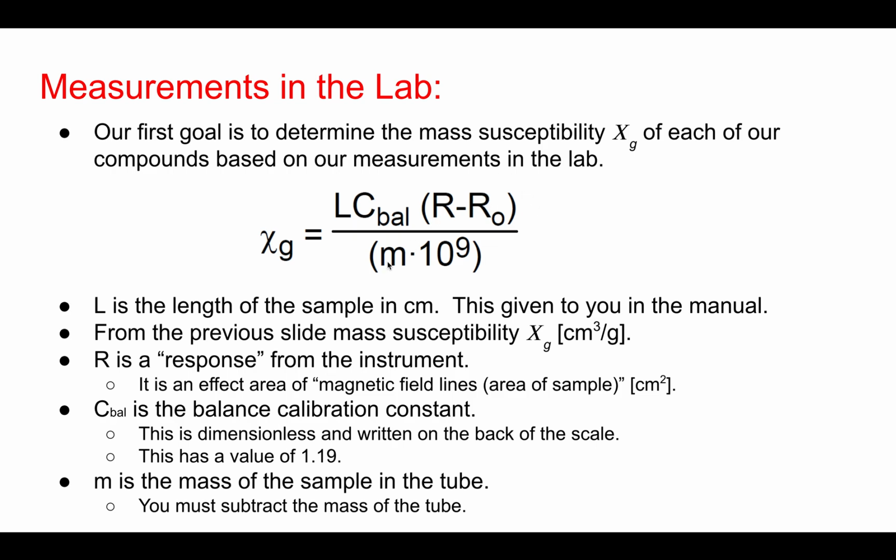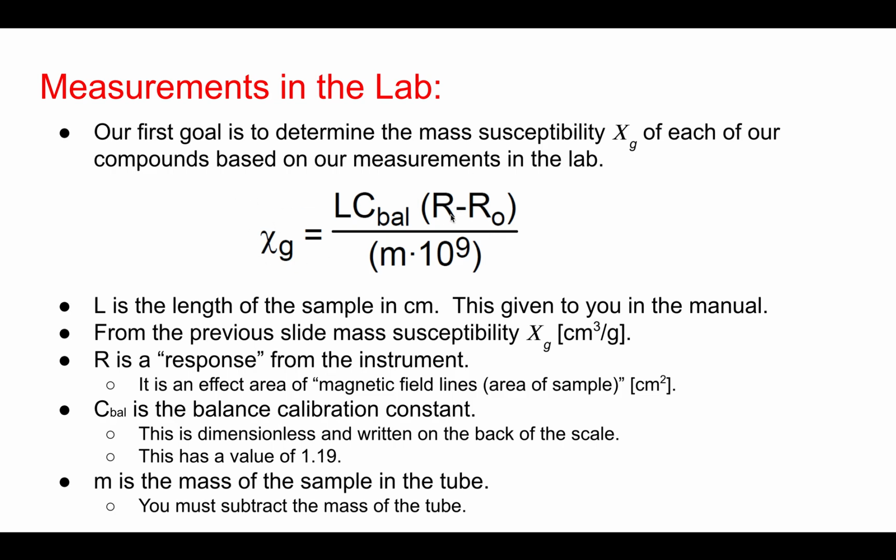Okay, this is the mass of the sample, in grams, and this 10 to the 9 is to account for units. So let's take a quick look at the units we have here. Length we have in centimeters, and mass we have in grams. Great. And this is in centimeters cubed per gram.